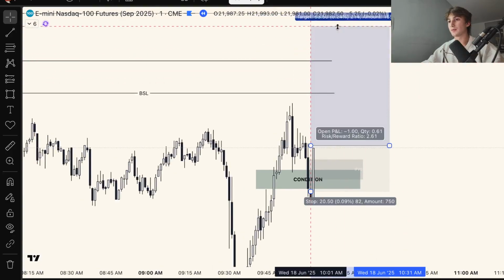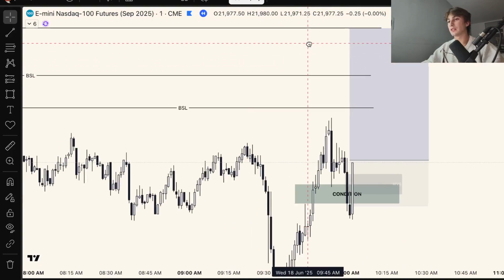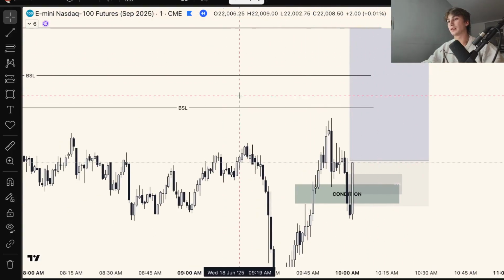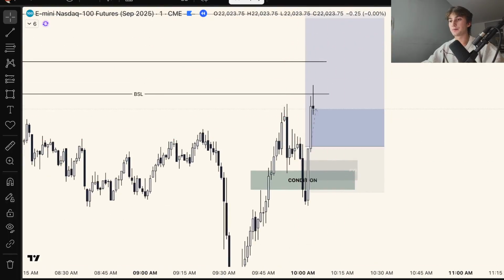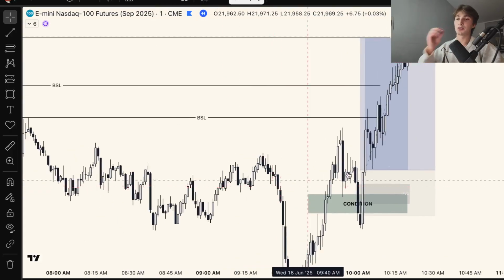And we can target this buy side here. I usually wouldn't leave a trade running for like a 1 to 3 here. I'd probably just close at either of these buy side levels, but we'll see how this plays out. So nice. It actually runs all this.